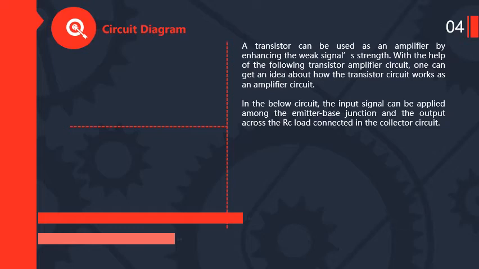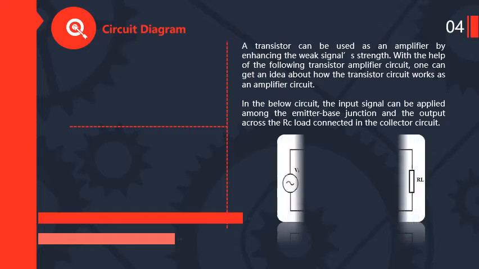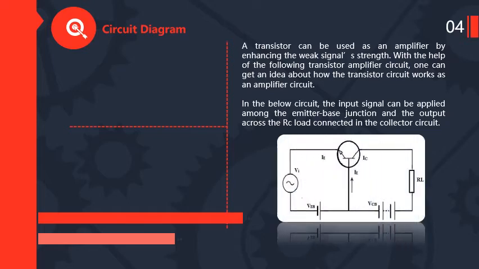an amplifier circuit. In the below circuit, the input signal is applied across the emitter base junction and the output is taken across the RC load connected in the collector circuit. You can see the diagram. The diagram shows the transistor as the amplifier circuit.